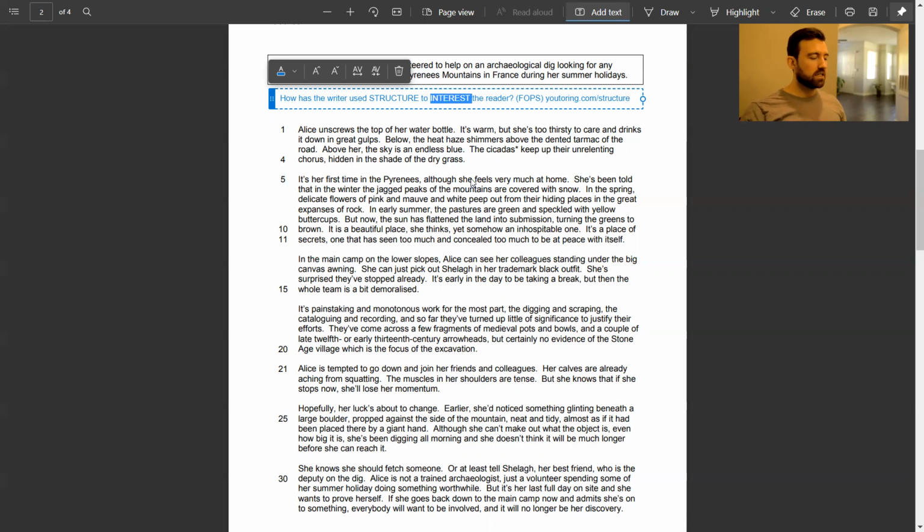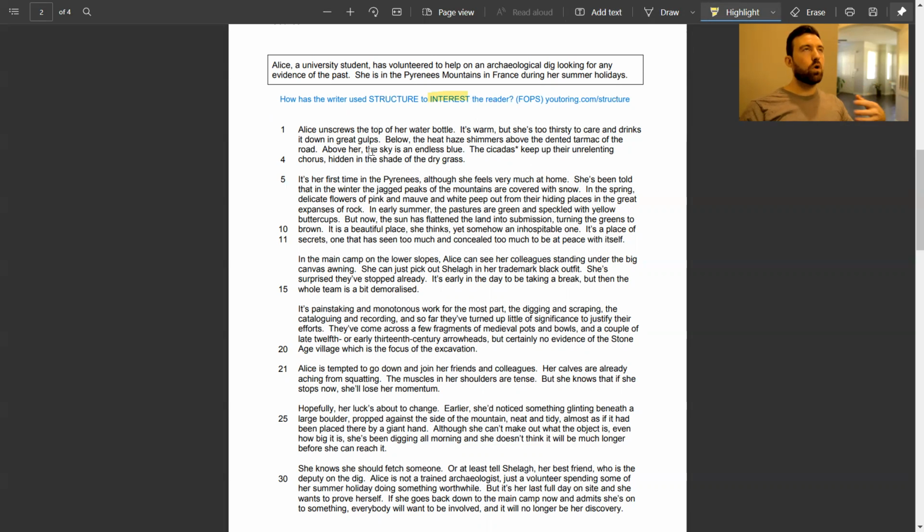So the question, since it's about interest, oh, I can't make it bold. That's a shame. But since it's about interest, maybe I can highlight it. That's pretty bad highlighting. But anyway, you need to think about what creates interest. And you only need a few things here.